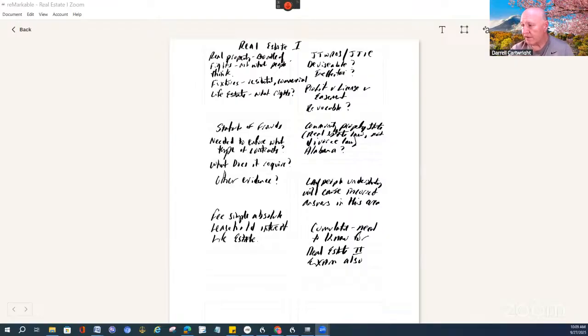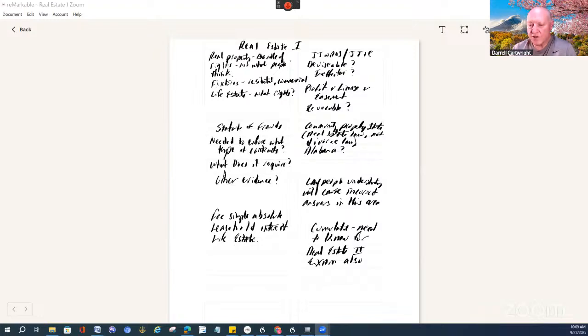And my note there, layperson understanding will cause incorrect answers in this area. I can always tell people who haven't studied when it comes to questions like this because they're guessing, and they give answers that indicate they had a layperson understanding, and it's almost always wrong when that happens.